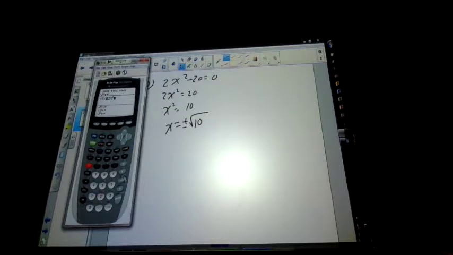2x squared minus 20. Being that this side's equal to 0, I can do one of two things. I can put equals 0 here and have two lines, but equals 0 is the x-axis. So if I draw it like this, both of these regions are plus or minus root 10.